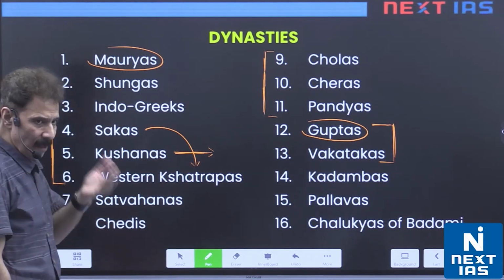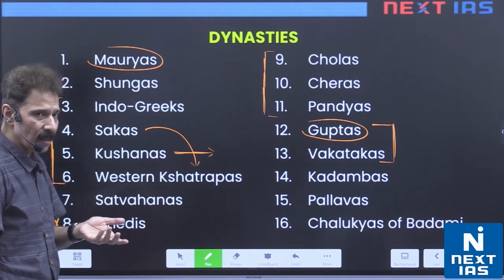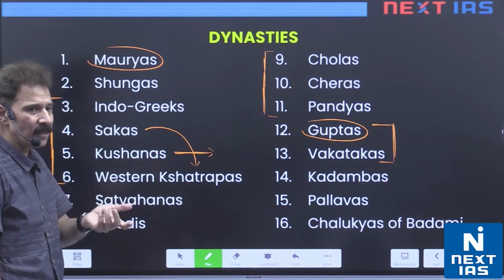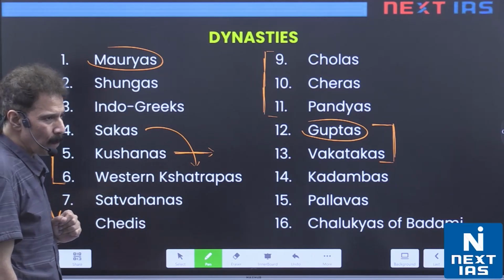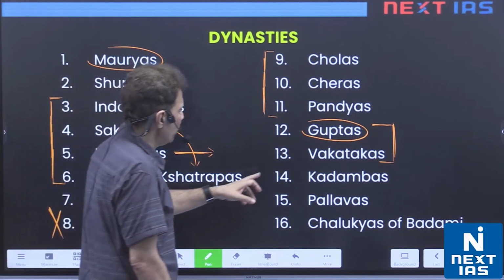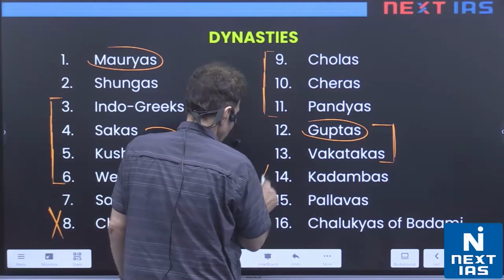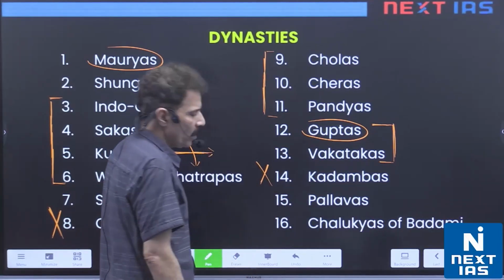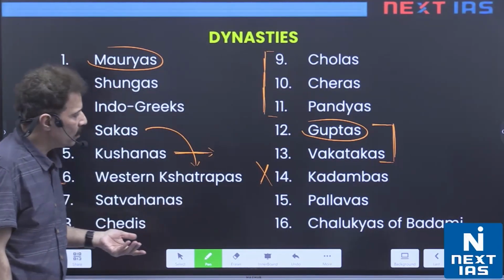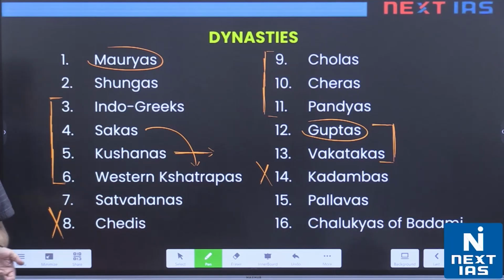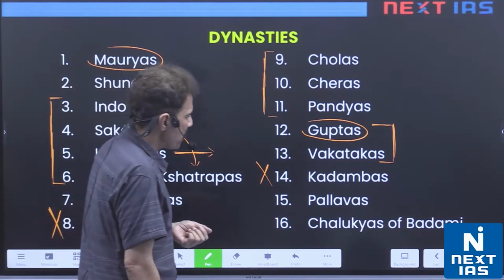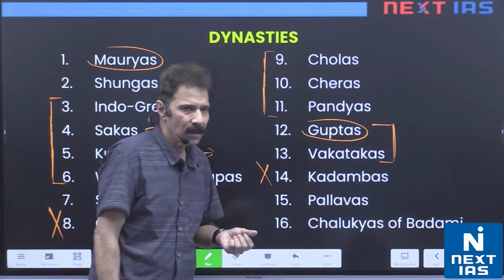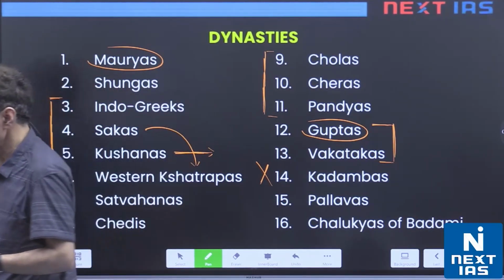So Vakatakas existed during the 4th, 5th, 6th century, so this overlaps with the Guptas. 14 is Kadambas, here nothing is important. Now 15, Pallavas. So for Pallavas, number 1, art. Number 2, political system.